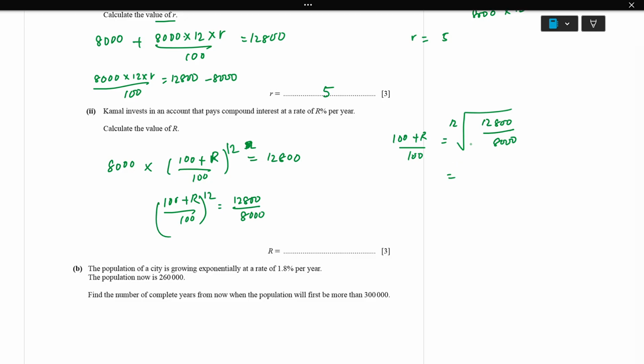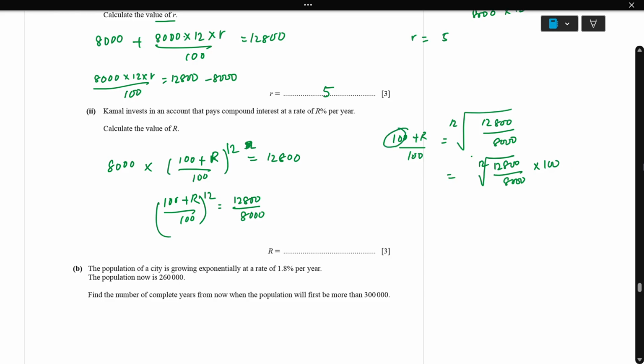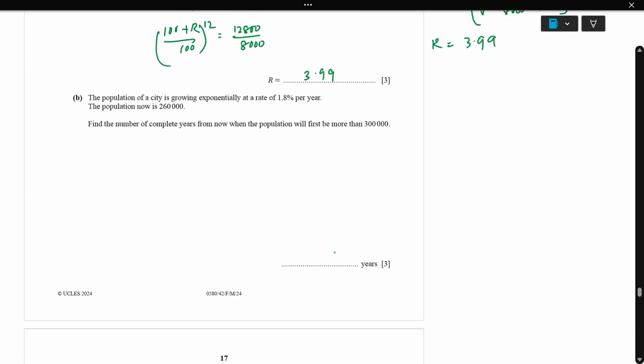The next step is we need to multiply by 100 on the other side. So 12th root of 12,800 by 8,000, times 100. The 100 should be outside. Then this 100 goes to the other side and becomes negative 100. So first we calculate this, then subtract 100, and we get R. R equals 3.99. We can leave the answer as 3.99, or we can leave the answer as 4 also. That's the correct answer. Okay, next.